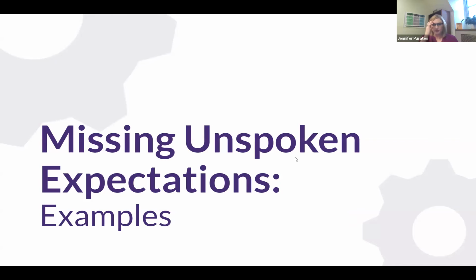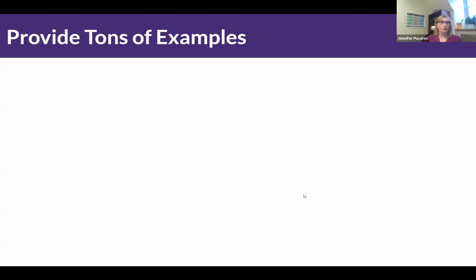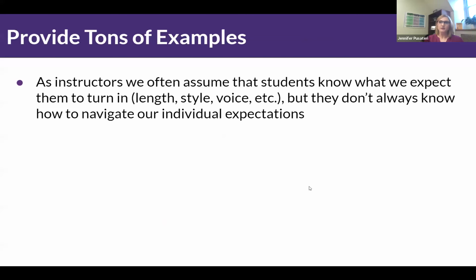So the first piece is missing these unspoken expectations. A lot of times, we as instructors assume that our students know what we want from them. And sometimes they do, but sometimes they don't. And so when we're not being super clear, one way that we can help clarify is by providing examples.